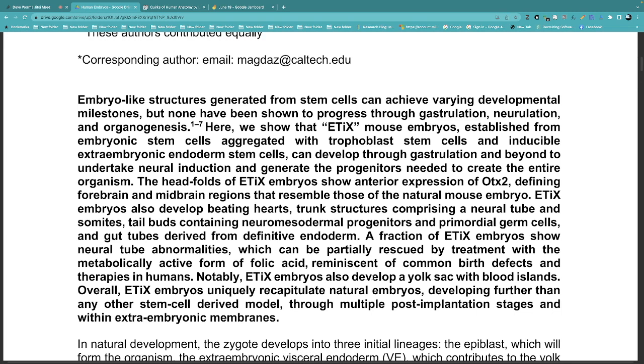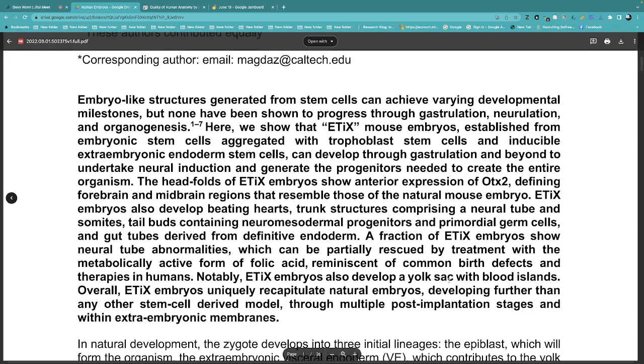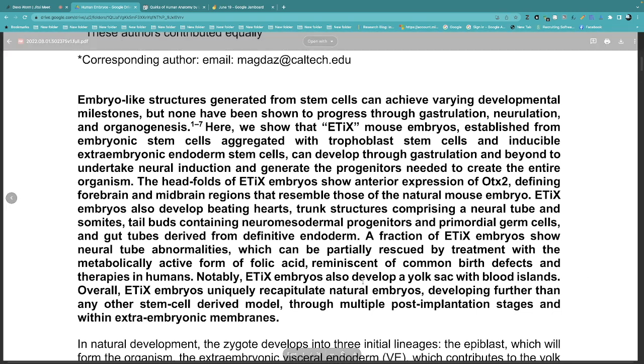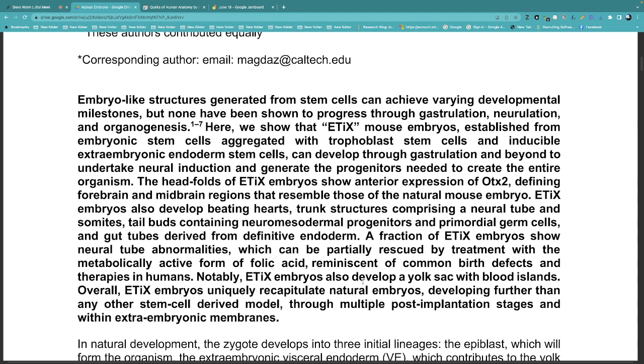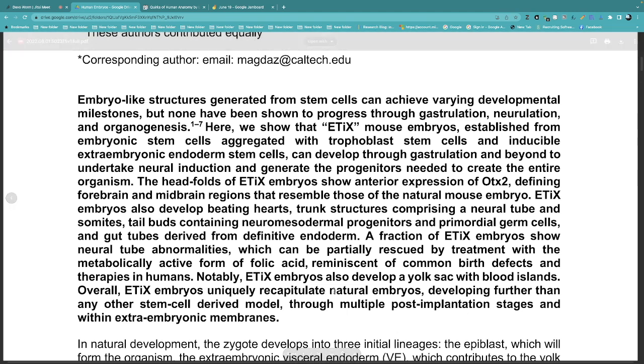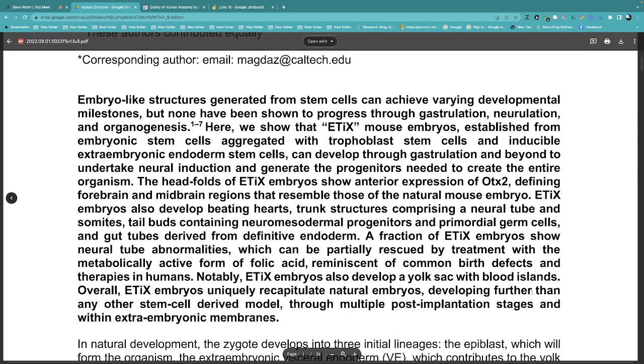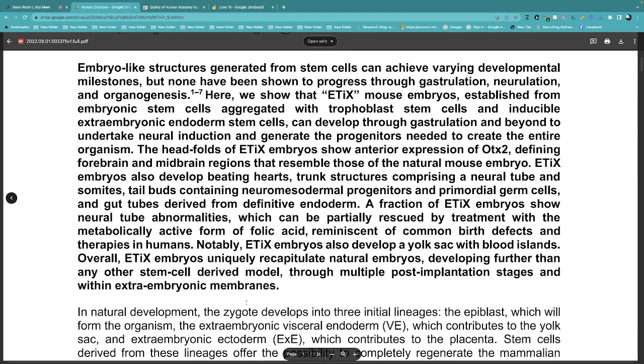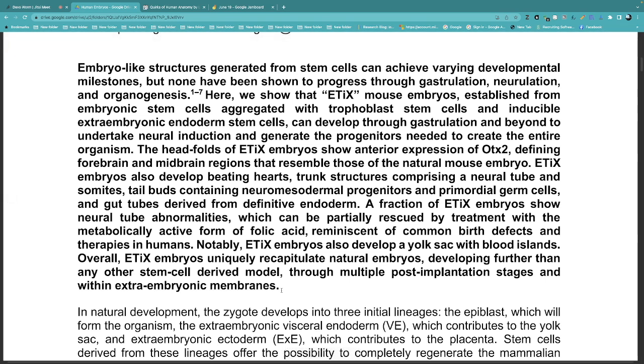Normally, ETiX embryos also develop a yolk sac with blood islands, so they actually start to develop blood and a circulatory system, perhaps. We're not really quite there with this, and with the yolk sac as well, but you're getting the precursors of that. Overall, ETiX embryos uniquely recapitulate natural embryos, developing further than any other stem cell derived model through multiple post-implantation stages and within extraembryonic membranes. So again, we get this model.